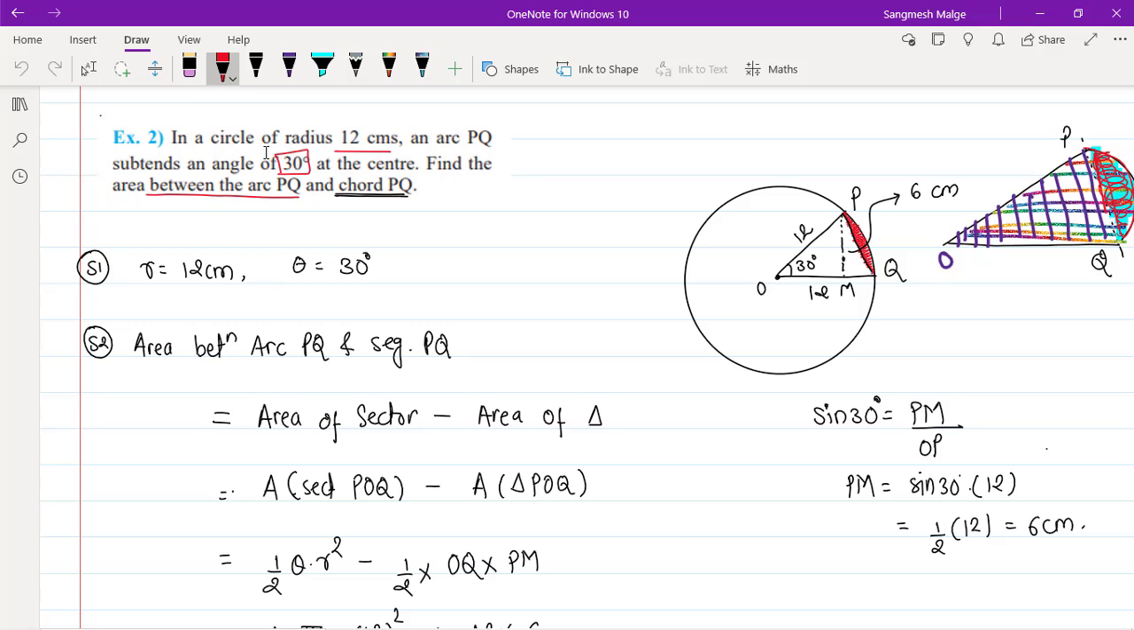So the only task is what you have to first find out. Area of sector will directly come. Radius is known, theta is known. So 45 means it's pi by 4. So 12 into pi by 4 will give you the area of a sector. Abhishek, are you able to get it?